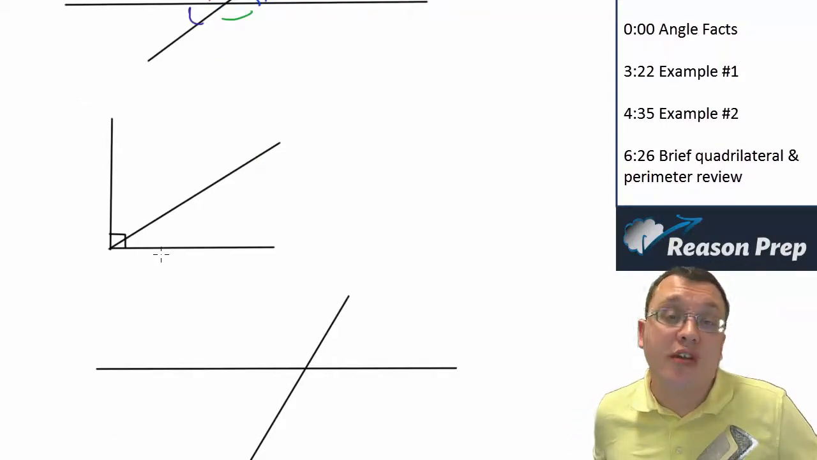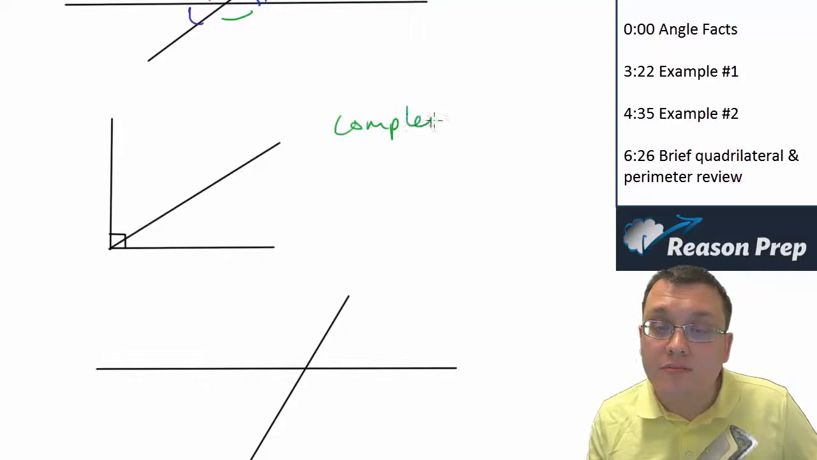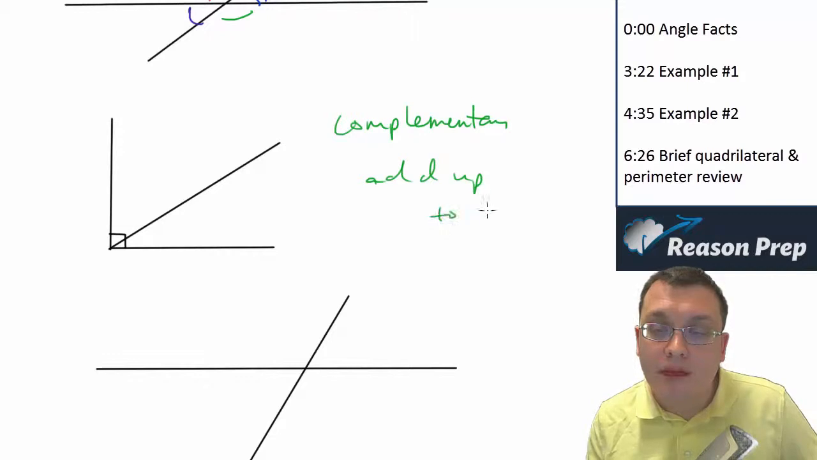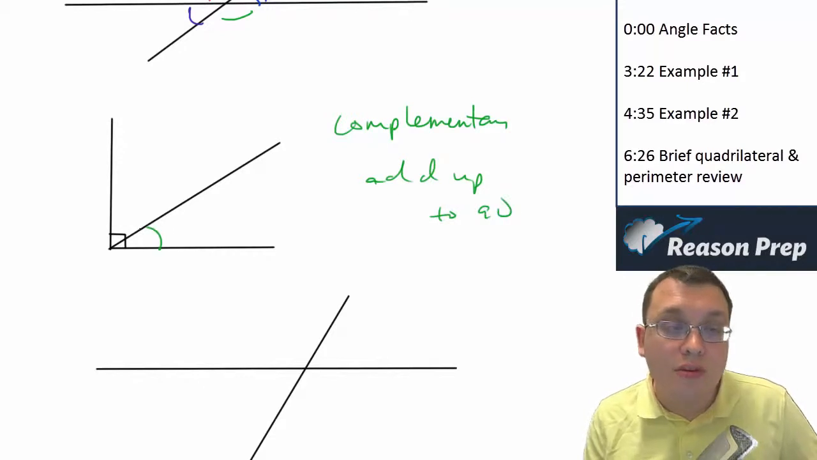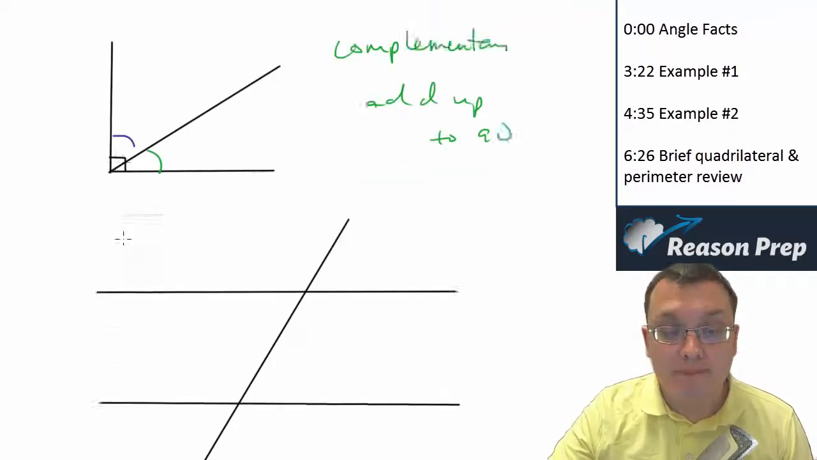Complementary angles, we've already talked about this when we talked about trig. If you recall, complementary angles add up to 90. So here I've got two angles splitting up this right angle, so of course they're going to have to add up to 90.